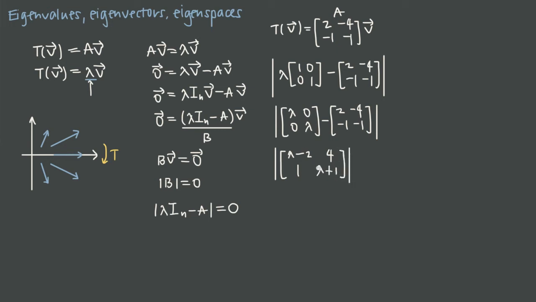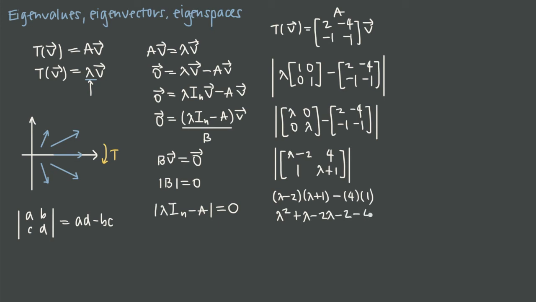Now to find this determinant, remember that when you want to find the determinant of a 2 by 2 matrix in the form A, B, C, D, that determinant is equal to A times D minus B times C. So in our case here, that's lambda minus 2 times lambda plus 1 minus 4 times 1. And if we multiply this all out, we get lambda squared plus lambda minus 2 lambda minus 2 and then minus 4.